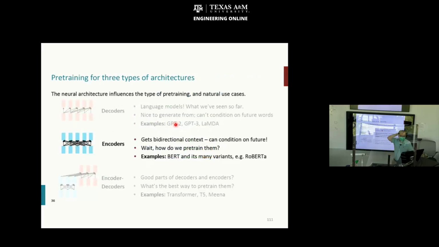So now let's talk about the second one. Pay attention that in the case of the decoder, I cannot use the future input, so it's a causal system. I cannot use the future words. In the case of the encoder, we can actually condition on the future and get a bidirectional context. BERT is one example, and we don't know exactly how to train that model yet.